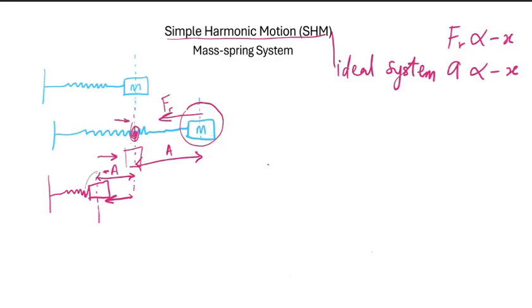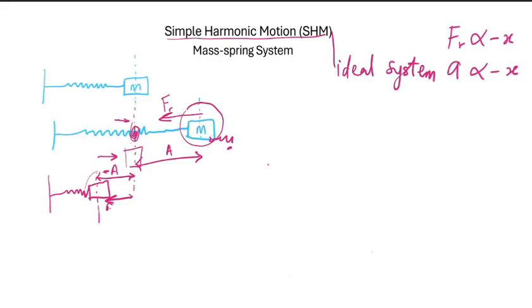That is how it continues going. It compresses, then it shoots back, it comes back here, it shoots back, it comes back here. So that is why it is periodic, because it moves to and fro, to and fro, to and fro. That is for the mass spring system.